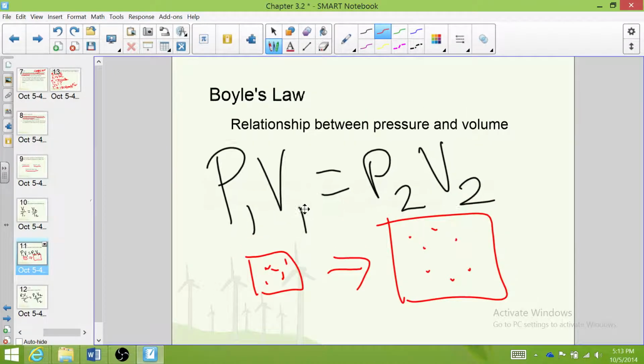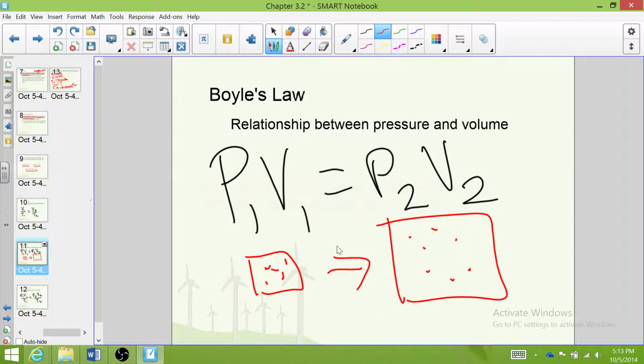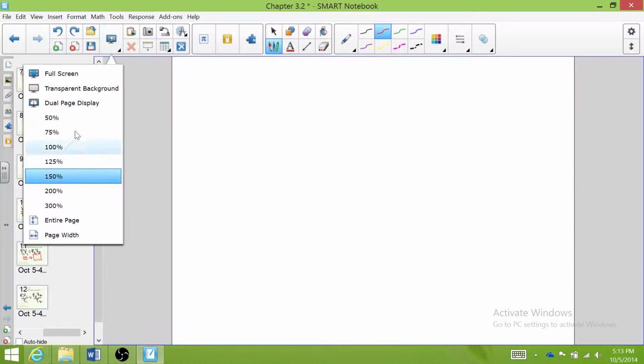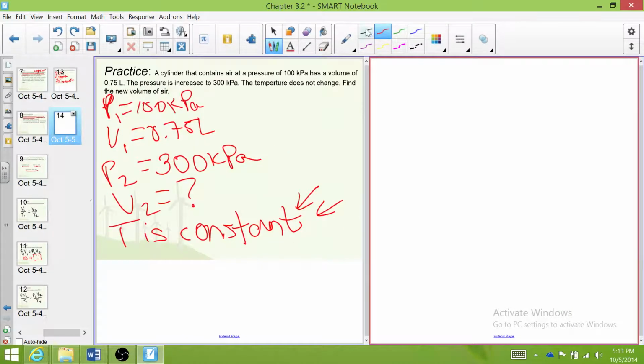So the equation we want to use here is Boyle's law. It has information about pressure and volume and nothing about temperature. So this is the equation that we want to use. So if I make myself a little bit more space here, we want to use Boyle's law. So P1V1 equals P2V2. And now it's just a matter of plugging in the numbers.